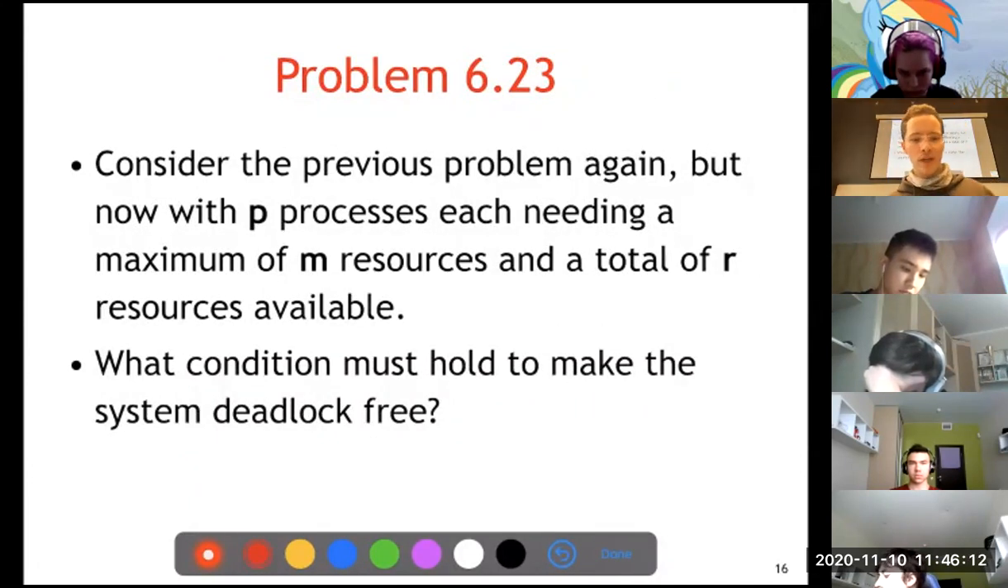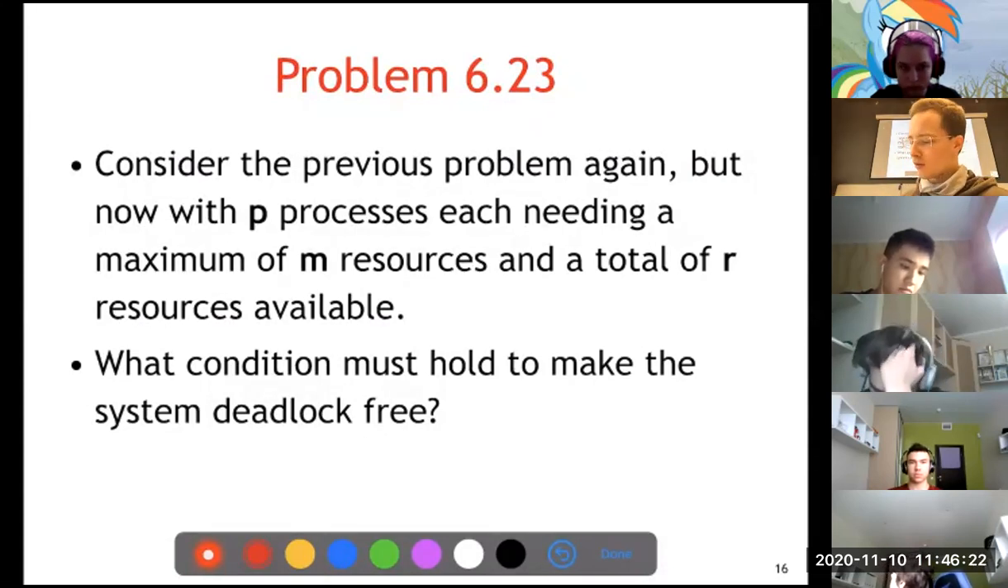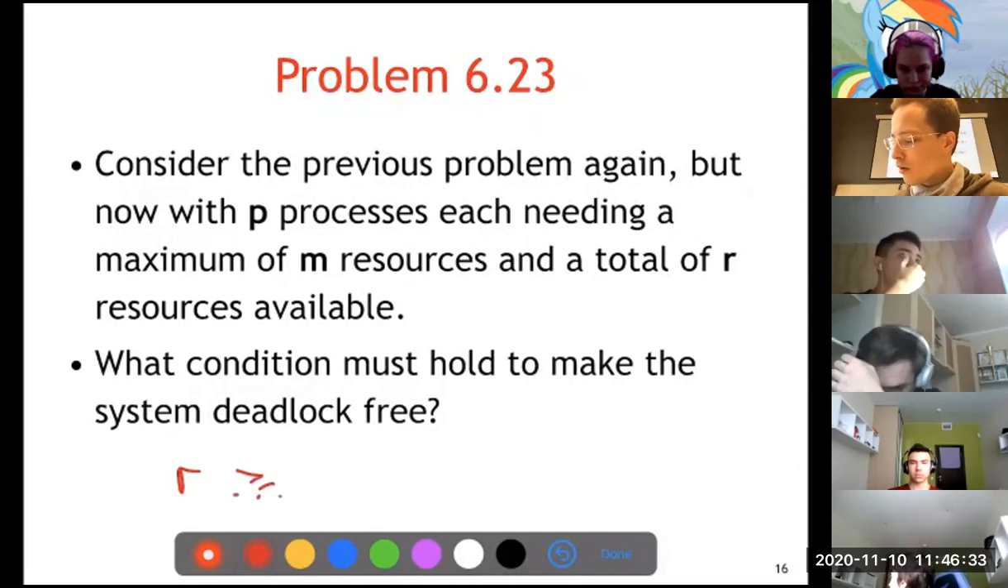So finally, we need to derive some formula. Consider the previous problem again, but now we have P processes, each needing a maximum of M resources, and we have R resources available. What is the formula? What condition must hold to make the system deadlock free? So R should be greater than or equal to something.